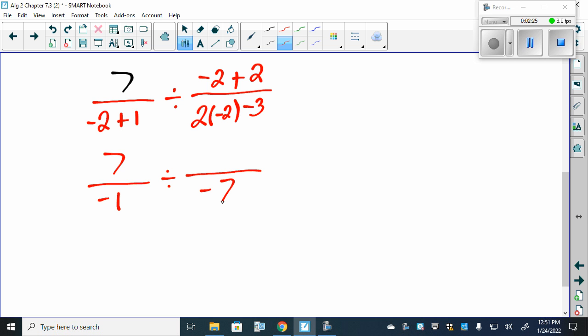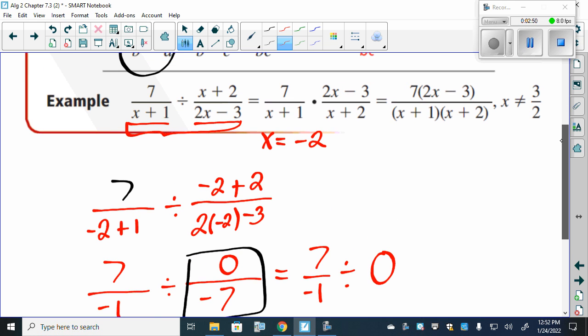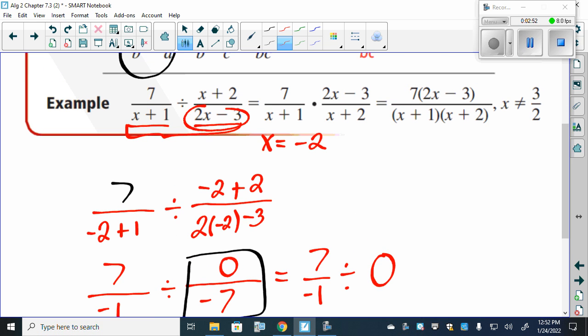Now the numerator for the second one, -2 plus 2 is 0, yes? So what happens to the second fraction? The whole thing becomes 0, yes? But what are we doing now? We're dividing by 0. So when we talk about restrictions for division, we can't just have these denominators be 0. We also can't have the numerator for what we're dividing by be 0.